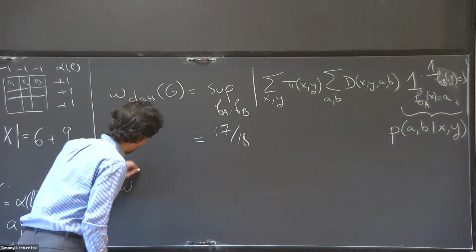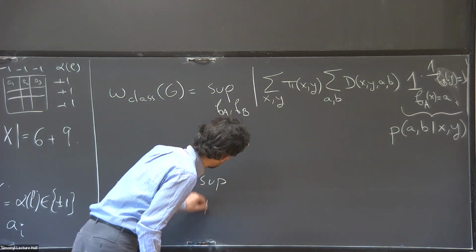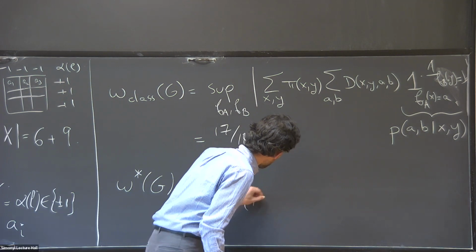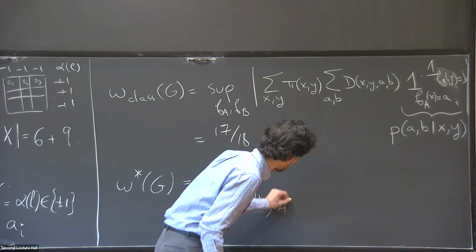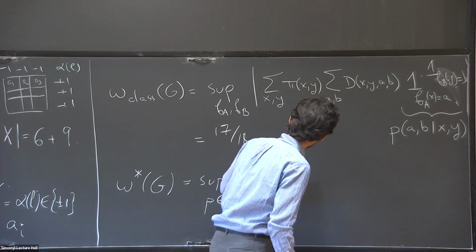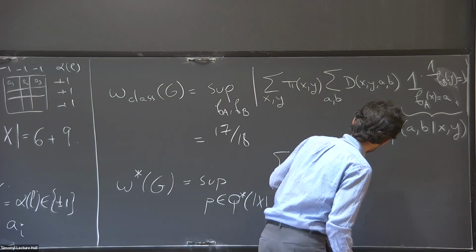So now I'll define another quantity, which would be the supremum, and now I'll take P to be in the set Q star of N and K, where N and K now would be the size of the sets X and A, of the sum over X and Y of pi of X, Y, the same thing, so sum over A and B of P.